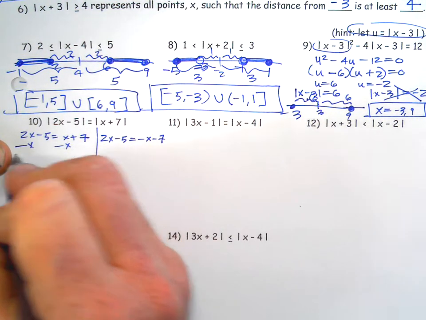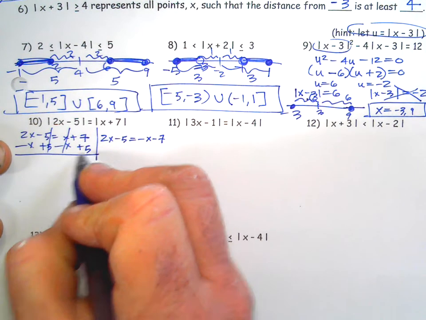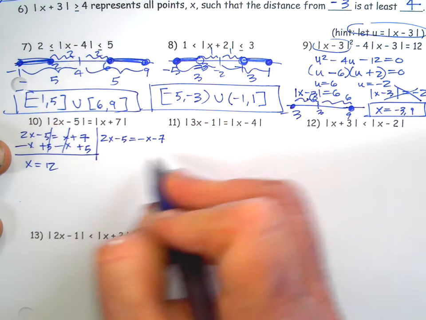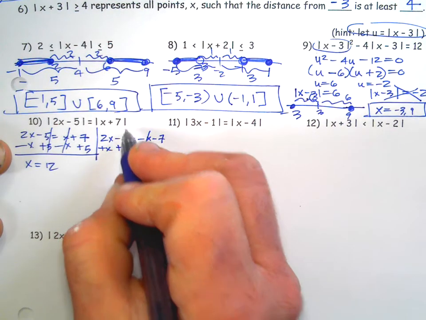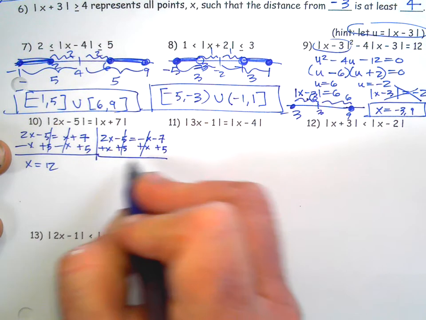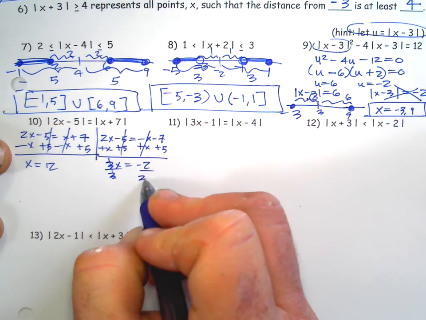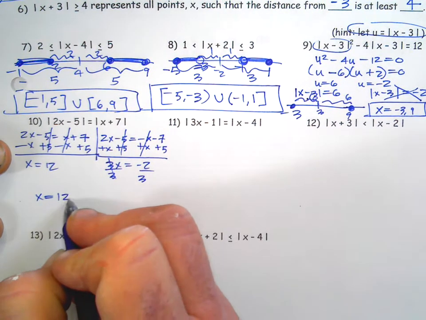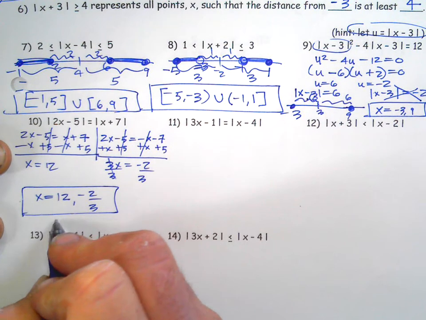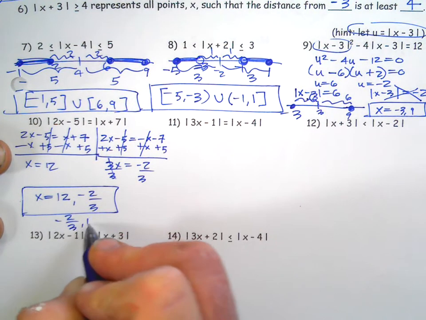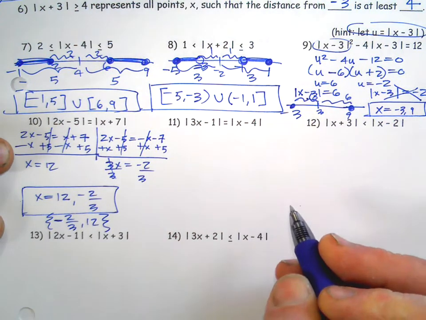So nothing too crazy here. Just going to solve each of these. X equals 12. Get all the x's on one side, get the other numbers on the other side. 3x equals -2. So x equals 12 and -2/3. And if you write in set notation, it should be in order left to right. And a lot of times I write my answers in order left to right anyways, just out of niceness.